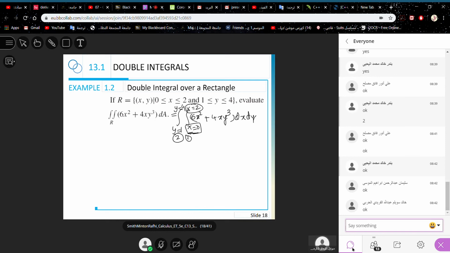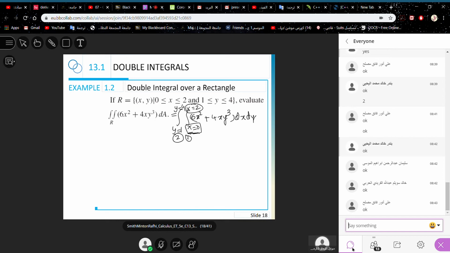We start from here. So you can see these limits are for x. So we will integrate first with respect to x. After integrating with respect to x, we will apply the limit for x. Then your integral is free from x after applying the limit for x.